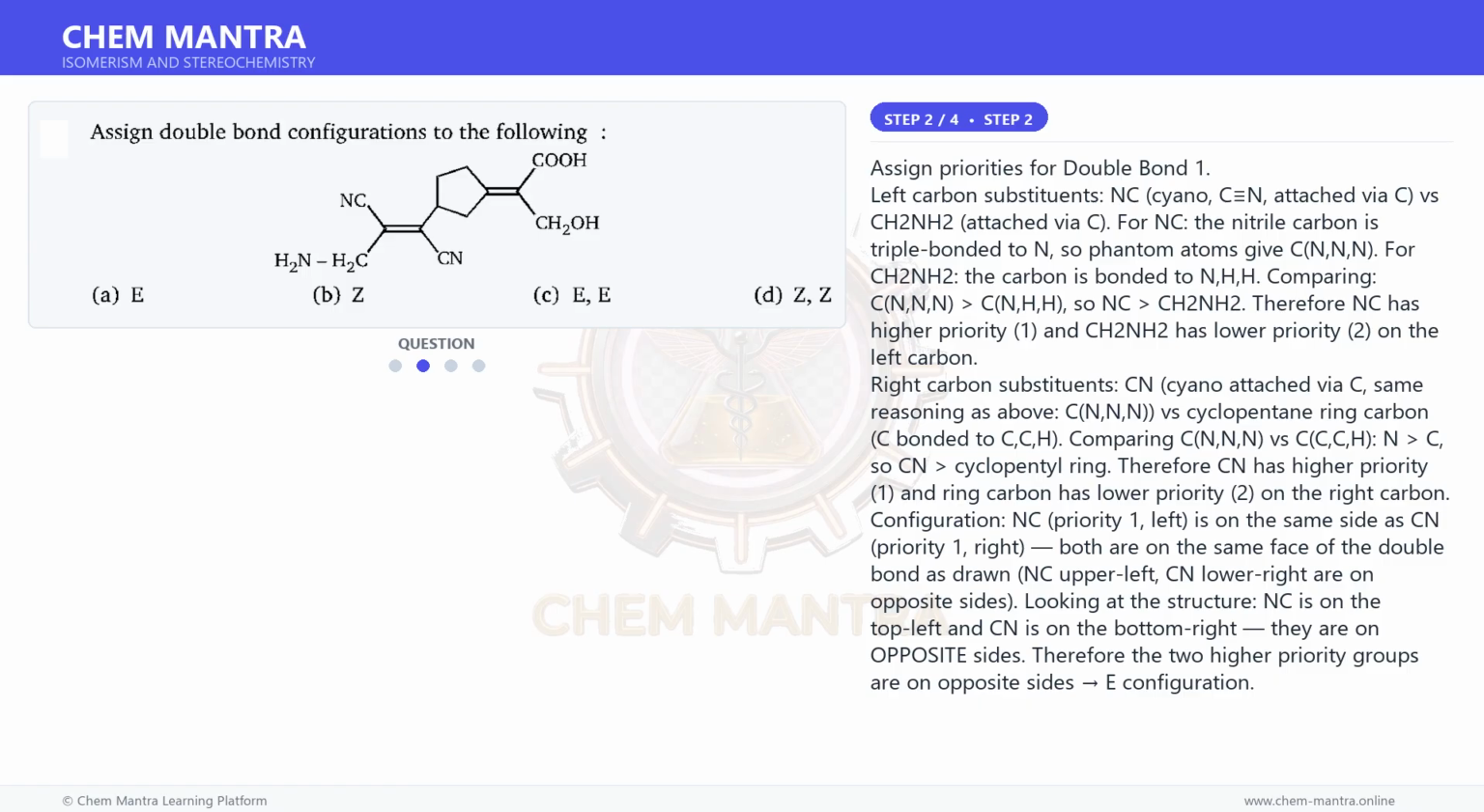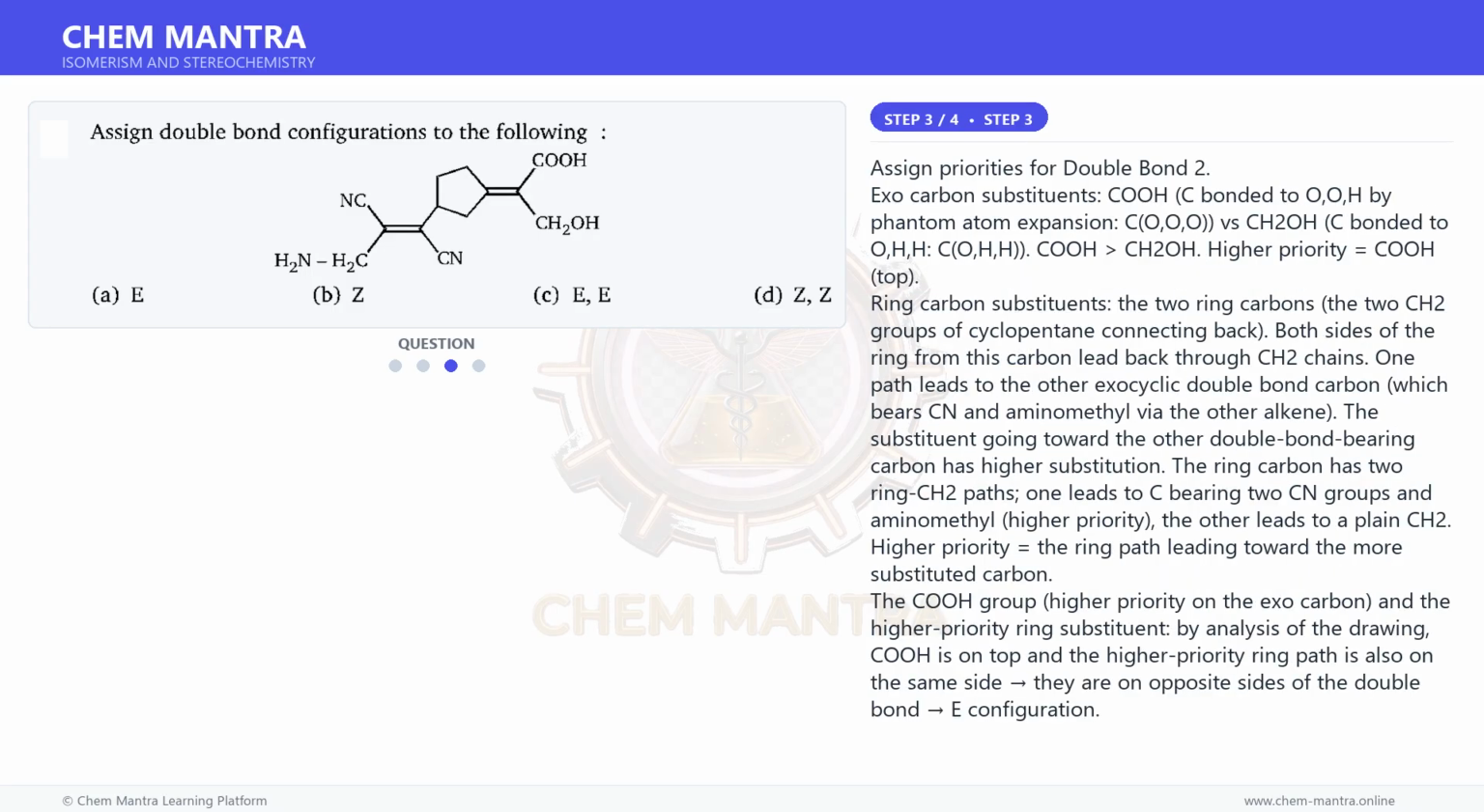Configuration: NC, priority 1, left, and CN, priority 1, right. As drawn, NC is on the upper left and CN on the lower right, so they are on opposite sides of the double bond. Looking at the structure, NC is on the top left and CN is on the bottom right, they are on opposite sides. Therefore, the two higher priority groups are on opposite sides, E configuration. Moving on to the next step.